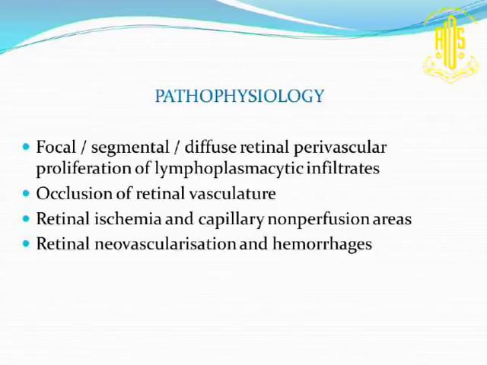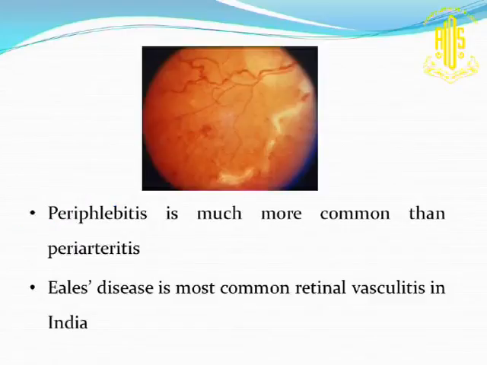What is the pathophysiology? It is a focal, segmental, diffuse retinal perivascular proliferation of lymphoplasmacytic infiltrate. These subsequently lead to occlusion of the retinal vasculature, subsequently retinal ischemia and capillary non-perfusion, and ultimately to retinal neovascularization, hemorrhage and its sequelae. Periphlebitis is much more common than periarteritis. Eales disease is the most common retinal vasculitis in the Indian subcontinent.